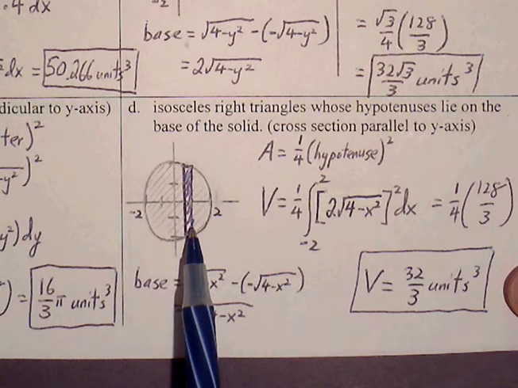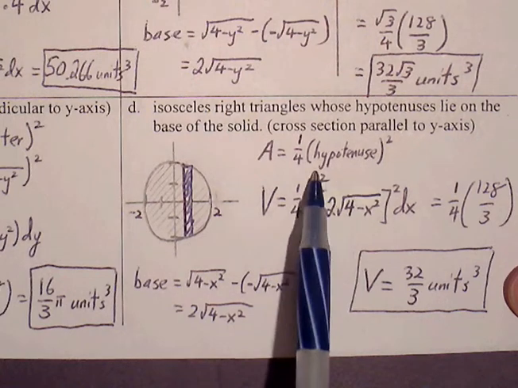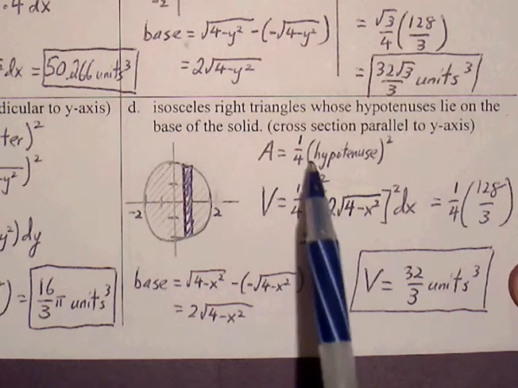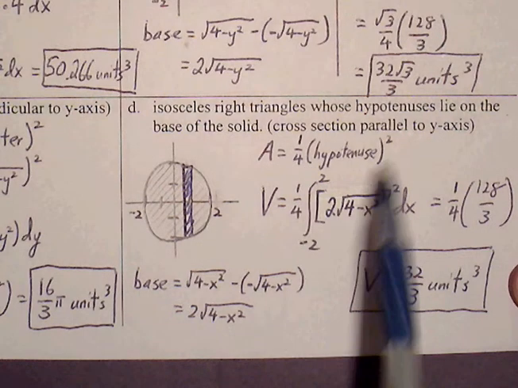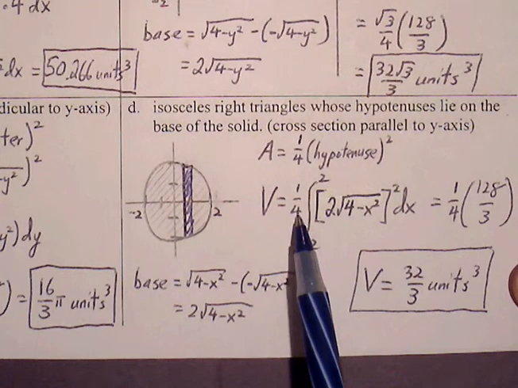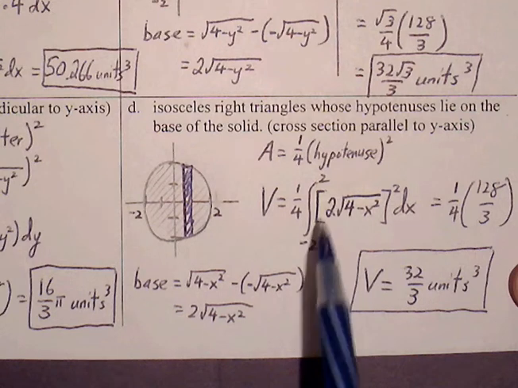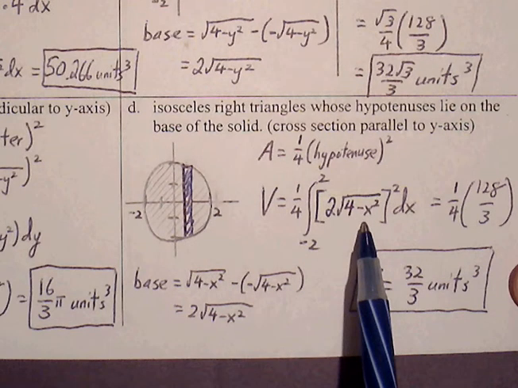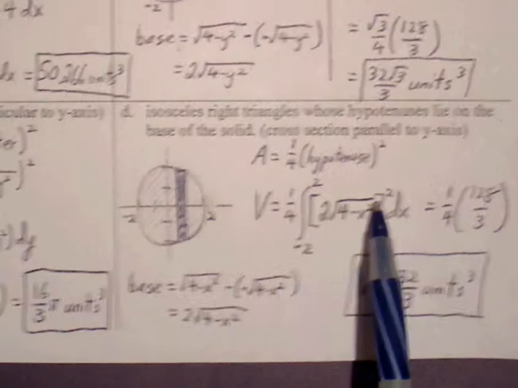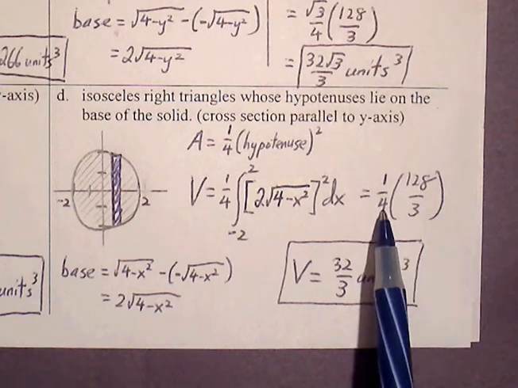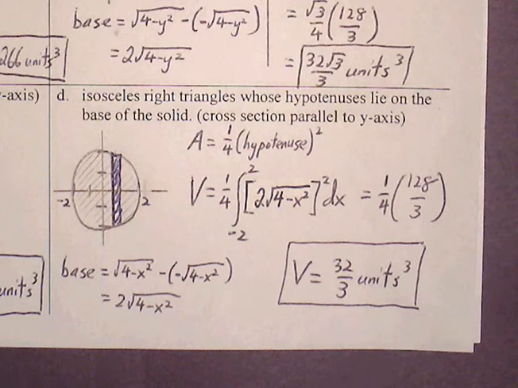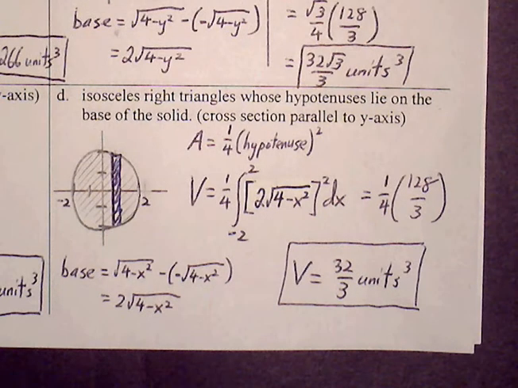Now this base is represented by the hypotenuse. So we just plug into our formula for hypotenuse, which is 1/4 hypotenuse squared. And we can pull the 1/4 out as a coefficient. Bounds are from -2 to 2. 2 root 4 minus x squared, quantity squared. Again, this will produce 128/3. And then multiply by the coefficient 1/4. We're going to get 32/3 cubic units as our volume.